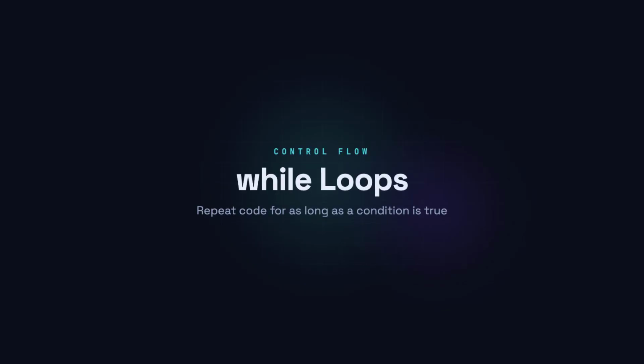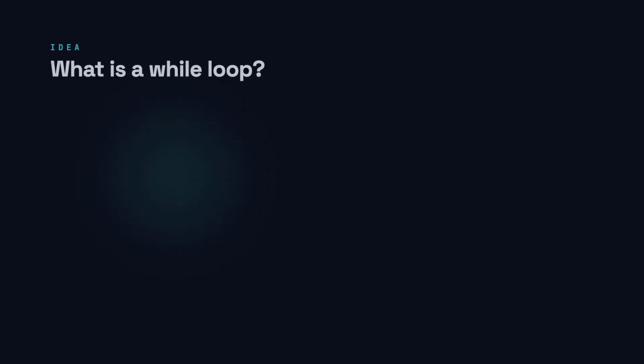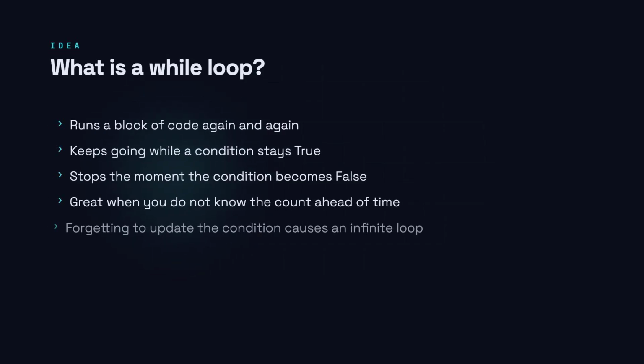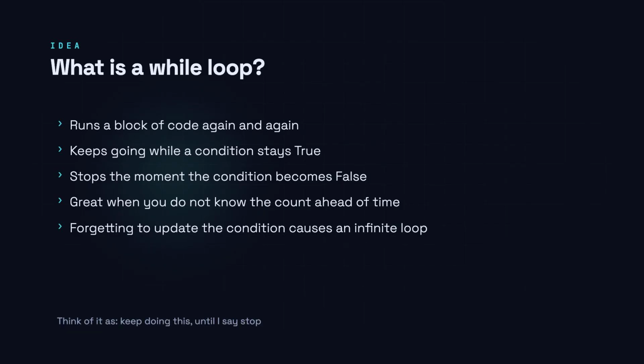In this lesson, we are looking at while loops, one of the most useful tools in Python for repeating code until something changes. A while loop checks a condition before every repetition. If the condition is true, it runs the block. If the condition is false, it stops. The key is that something inside the loop must eventually make the condition false.